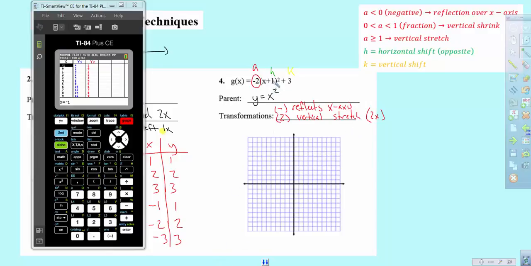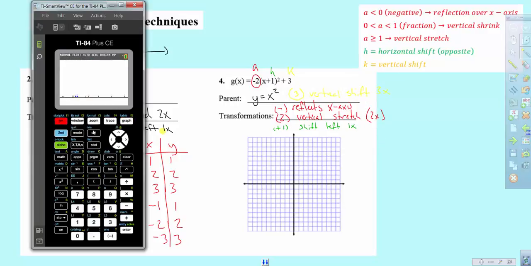All right. And then the H, the plus 1, that is going to be a shift to the left 1 time, because positive 1 is to the right. We do the opposite and go to the left. And last but not least, and I'm just going to write it right here, the 3 is going to be a vertical shift. I know that's really hard to see, 3 times up. So a vertical shift up 3 times.